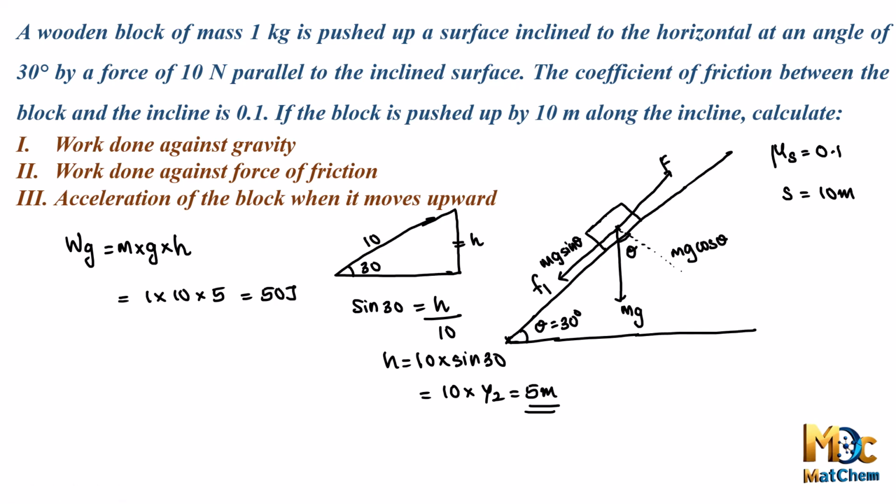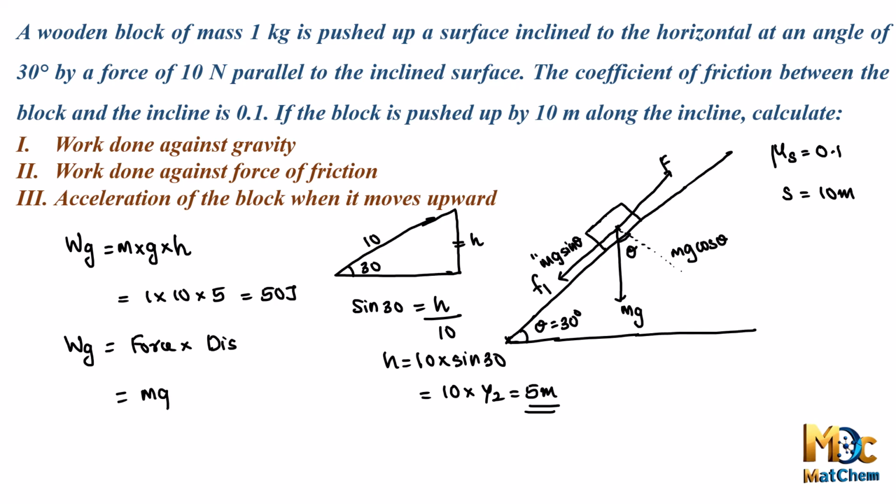There is another method for the work against gravity. We need to see that this object is pushed along the inclined surface. What is the component of force against the gravity? With respect to gravity, the component is mg. Along the inclined surface, the component is mg sin theta. Therefore, the work is force into displacement. What is the force component against gravity with respect to the inclined surface? That is mg sin theta.